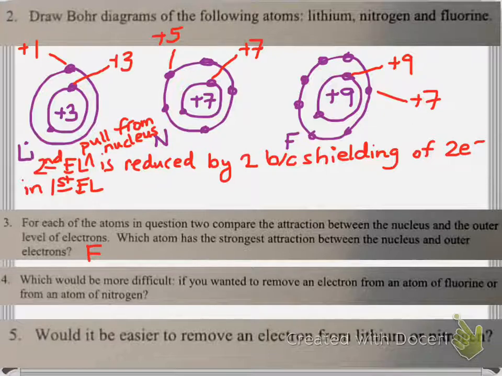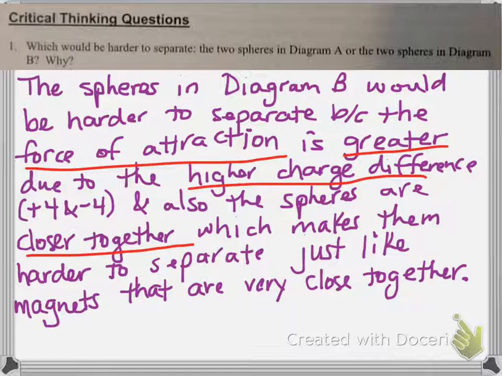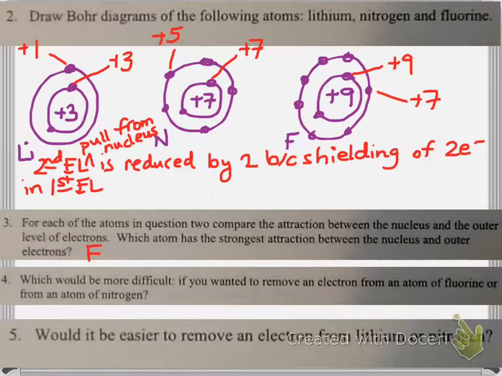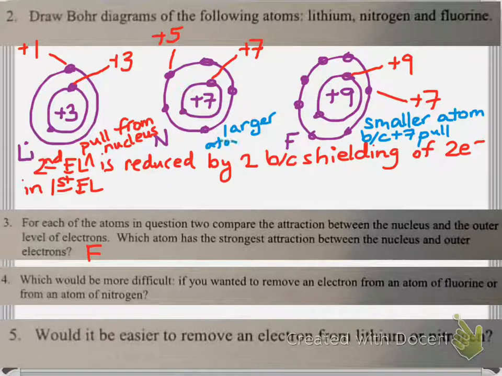Number 4. Which would be more difficult if you wanted to remove an outer electron from an atom of fluorine or from an atom of nitrogen? So, because of the same reason we talked about here, right? It's harder to separate magnets when there's a greater force of attraction, okay? Because that also makes the spheres closer together. So, what that means when we talk about nitrogen and fluorine: fluorine is a smaller atom because of the +7 pull. By comparison, nitrogen is going to be a larger atom because its pull is only a +5 pull.